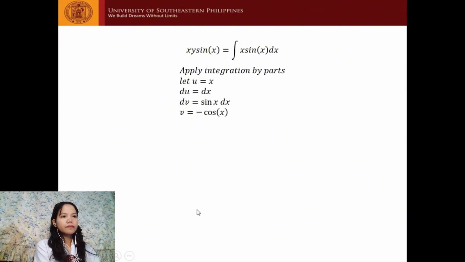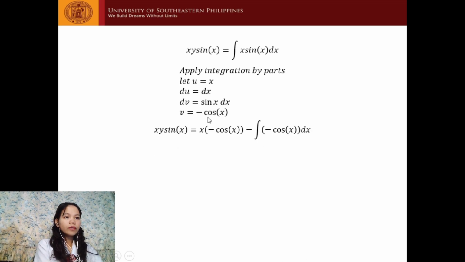So to solve this integral of x sine x dx, we are going to let u be equal to x, the derivative of u, which is equal to dx, and our dv be equal to sine of x dx. And to get the v, we apply the integration. What we have right now is the v equals to negative cosine of x. So substitute them. What we have right now is xy sine x equals to x multiplied to the cosine of x minus the integral of the negative cosine of x dx.